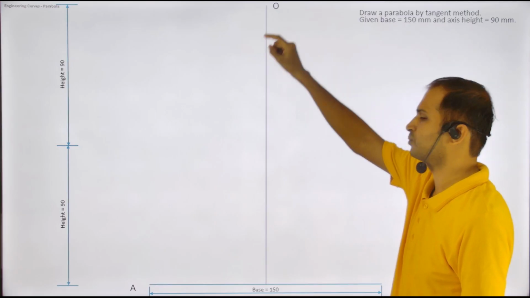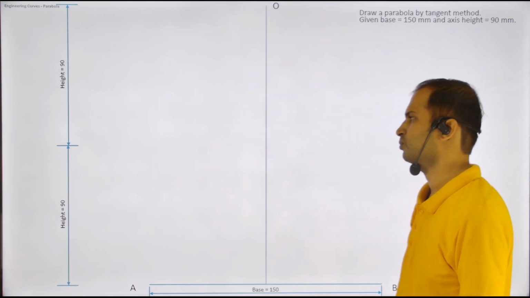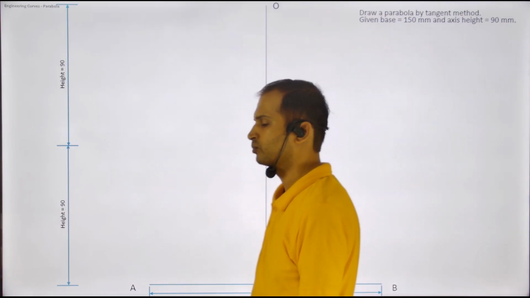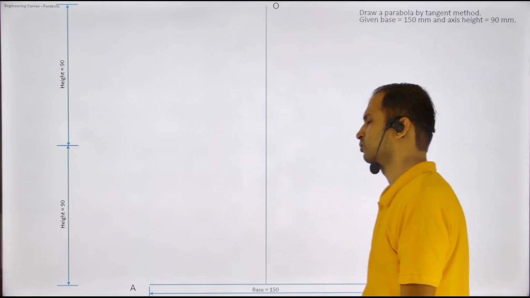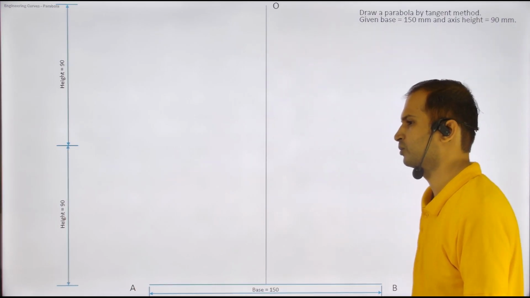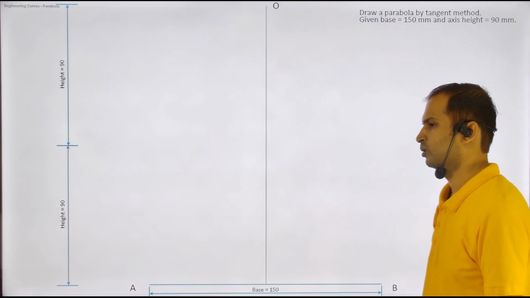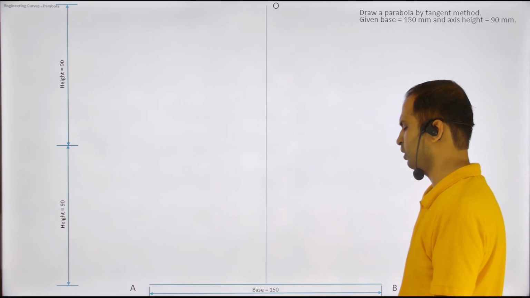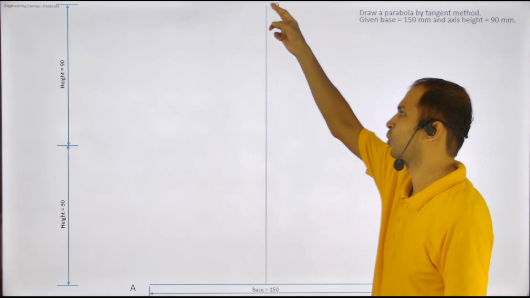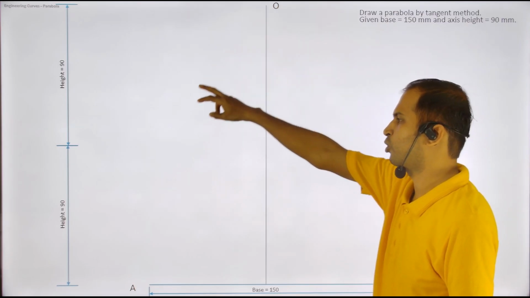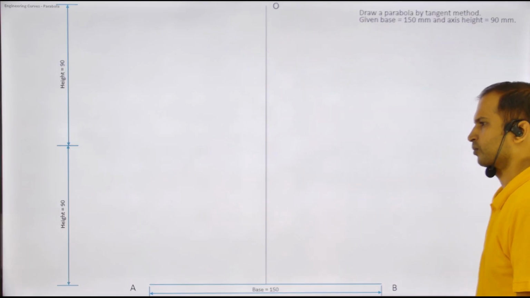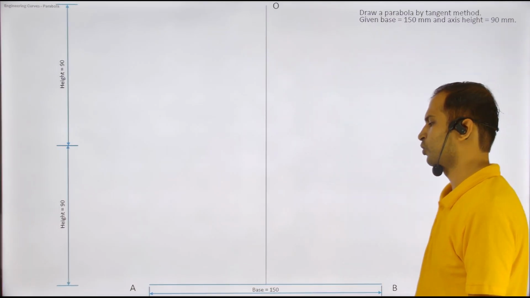Then we connect. Half the height means what amount of dimension? This is the base 150. We take the center of this, that is 75. From there we take a total of 180, because double of 90.